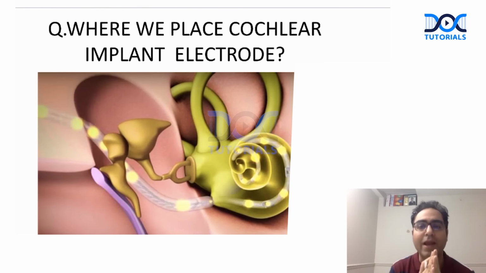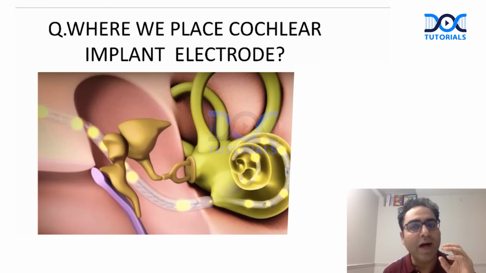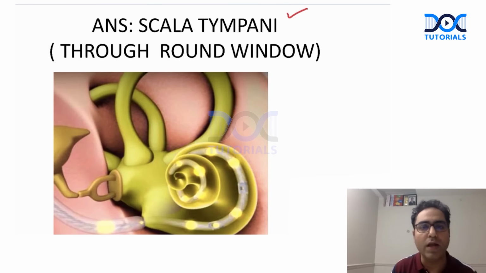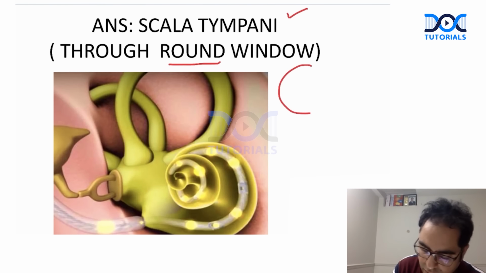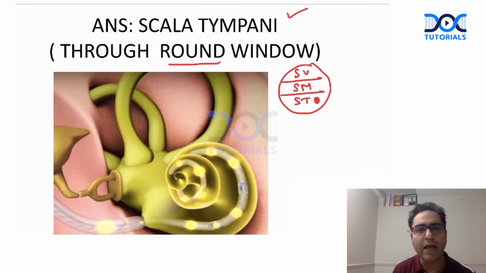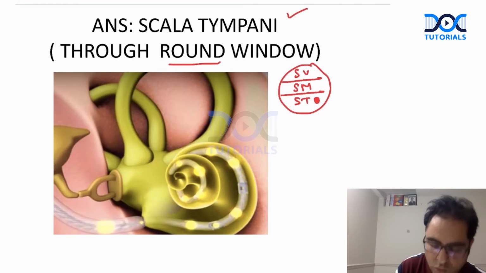Now, where do we put the electrode? Because cochlea has got 3 parts: scala vestibuli, scala media, scala tympani. And cochlea has got 2 windows: oval window and round window. The answer to this question is the cochlear implant electrode is placed into scala tympani of the cochlea. Through which window? Through round window. If you remember, scala vestibuli, scala media, and scala tympani. The electrode is placed in scala tympani through which window? Through round window. 2 questions over there.